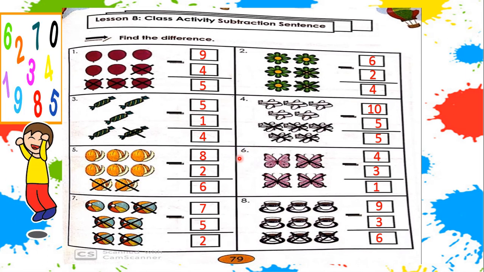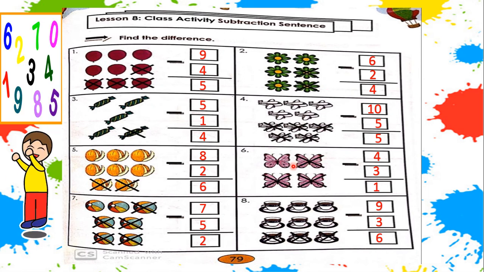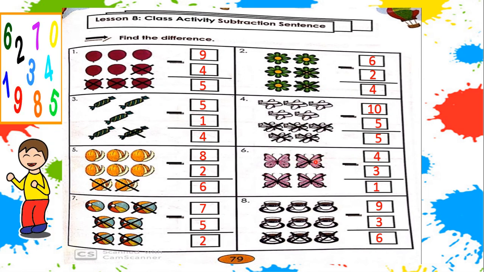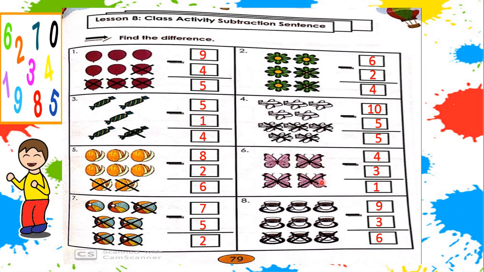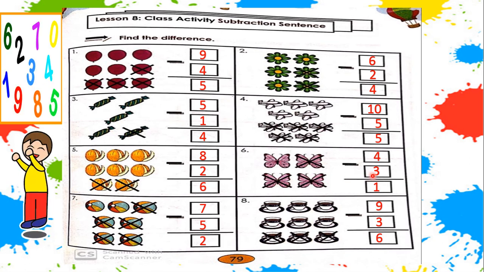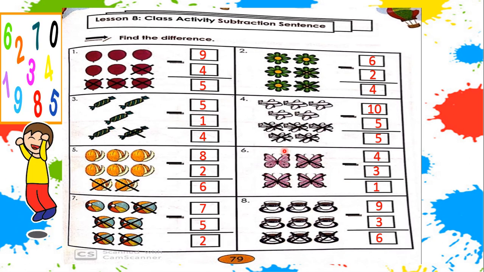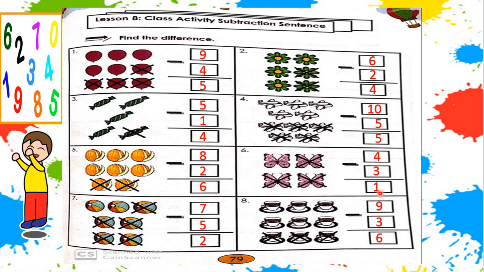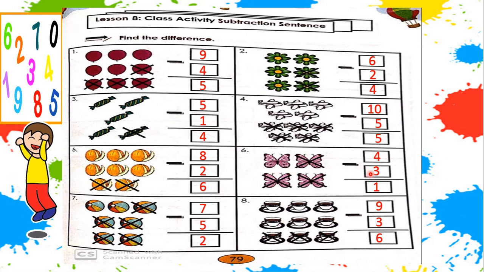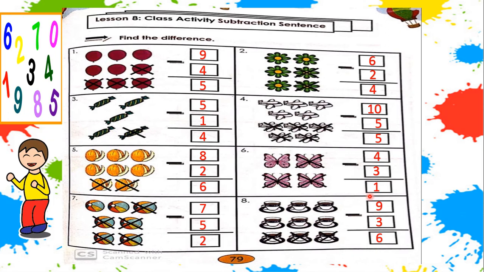Okay, let's proceed to the next box. We have here butterflies. Okay, so we have 4 butterflies. 1, 2, 3, 4. So you have here 4 minus 3. So we put 3 X's here. It means these are the butterflies that we take away. 1, 2, 3. You have 3. So how many butterflies left? So we only have one butterfly. So 4 minus 3 equals 1.